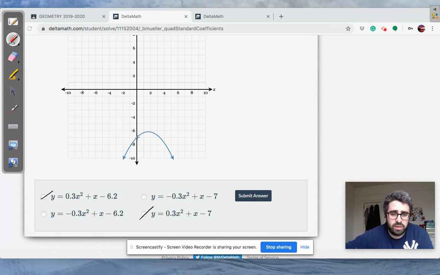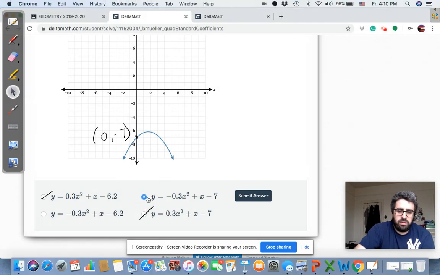Again, we're going to have to determine using the y-intercept. We can see very clearly on this one, this is a pretty clear problem, that the y-intercept is negative 7 for sure. So we need to look for the one with the c value of negative 7, and that is answer choice 3, which is right here. Negative 0.3x squared plus x minus 7.